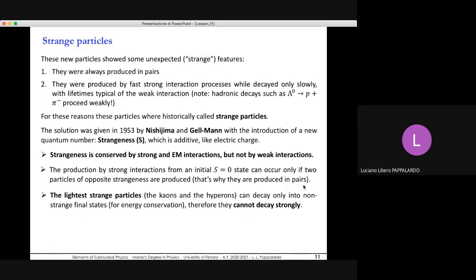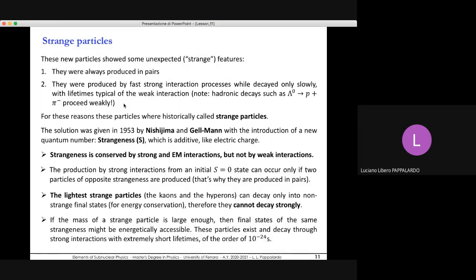Then the lightest strange particles, the kaons and hyperons, being the lightest, can only decay into a non-strange final state, as we've seen, pions for instance, or protons, for energy conservation. And therefore, they cannot decay strongly because the final state has no strangeness. If they decayed strongly to non-strange objects, they would violate strangeness conservation in strong interaction. And so this also explains the second problem here.